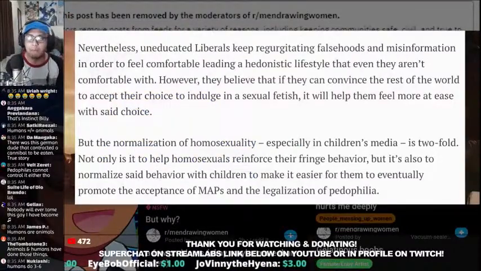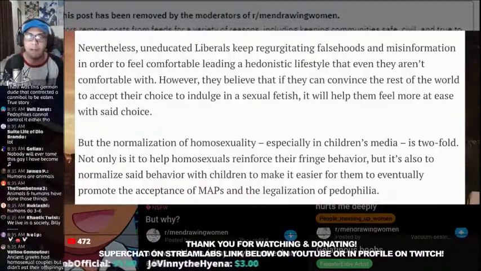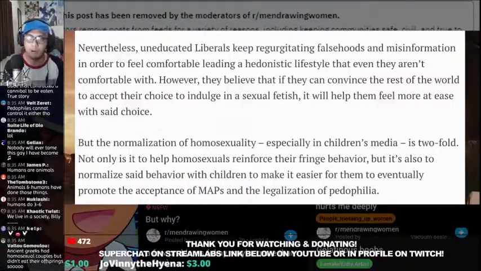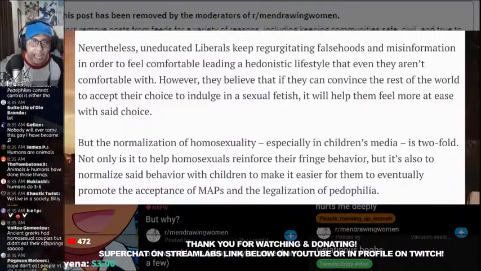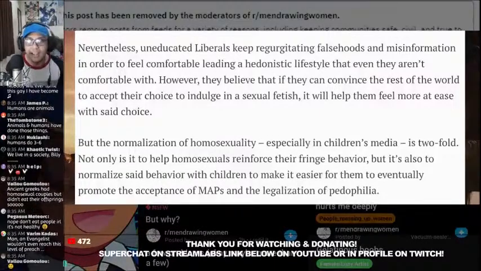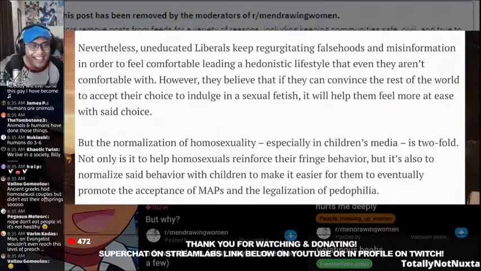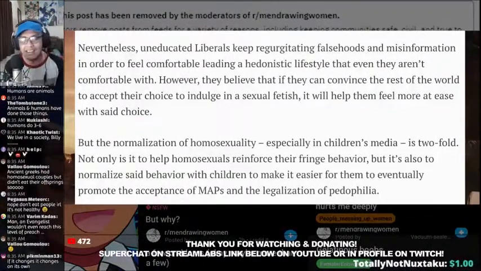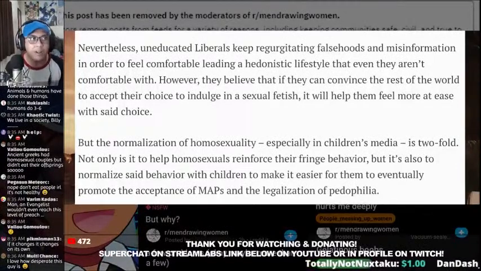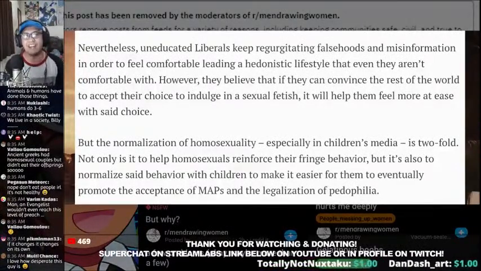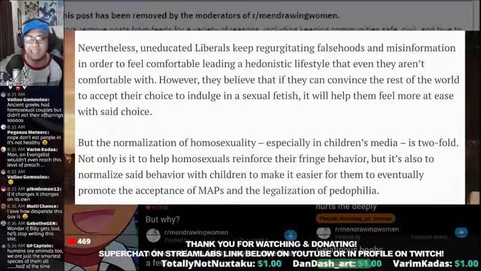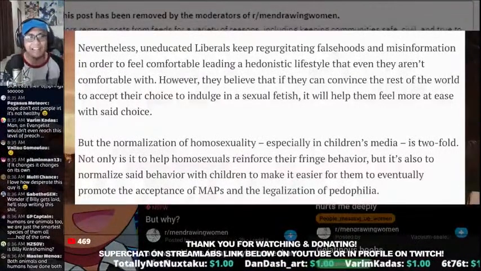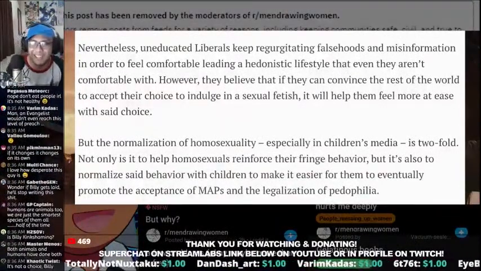Nevertheless, uneducated rebels keep regurgitating falsehoods and misinformation in order to feel comfortable, leading a hedonistic lifestyle that even they aren't comfortable with. However, they believe that if they can convince the rest of the world to accept their choice to indulge in a sexual fetish, it will help them to feel more at ease with said choice. Billy, these people do not have a choice. They are attracted to a certain gender or certain people because that's just how they naturally are. You cannot tell straight people to be gay. You cannot convert straight people to be gay. You cannot convert gay people to be straight either. It's not a choice, Billy.